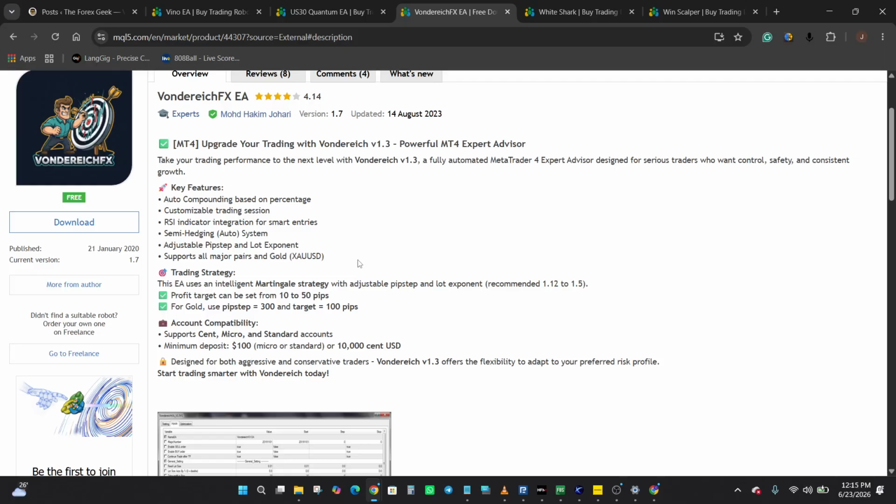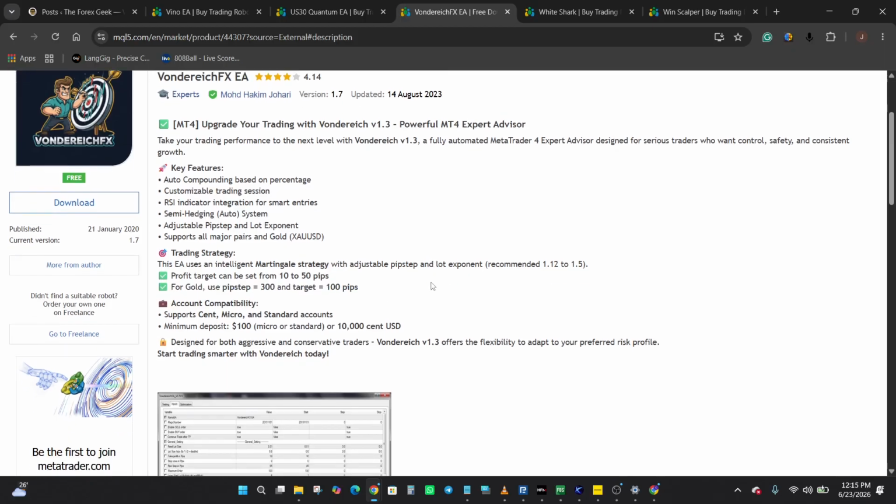For traders interested in gold trading, the developer provides specific recommendations suggesting a pip step value of 300 and a target of 100 pips. Looking further down the page, the trading strategy section provides additional details. The developer states that profit targets can be configured between 10 and 50 pips, allowing users to adjust objectives based on their preferred trading style and risk profile.